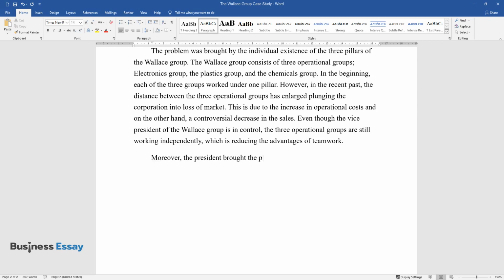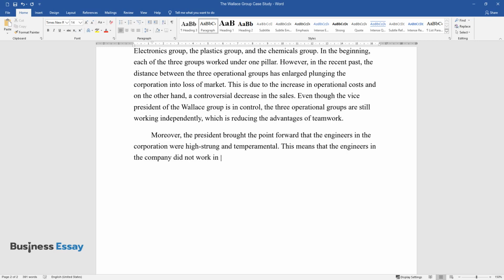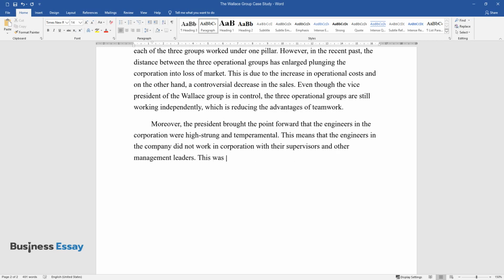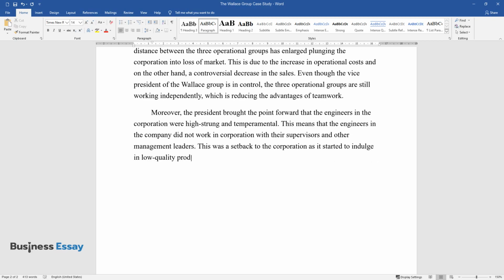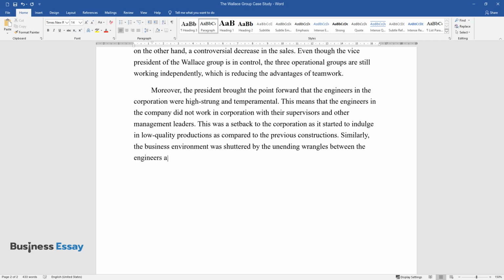Moreover, the president brought the point forward that the engineers in the corporation were high-strung and temperamental. This means that the engineers in the company did not work in cooperation with their supervisors and other management leaders. This was a setback to the corporation as it started to indulge in low-quality productions as compared to the previous constructions. Similarly, the business environment was shattered by the unending wrangles between the engineers and their supervisors.